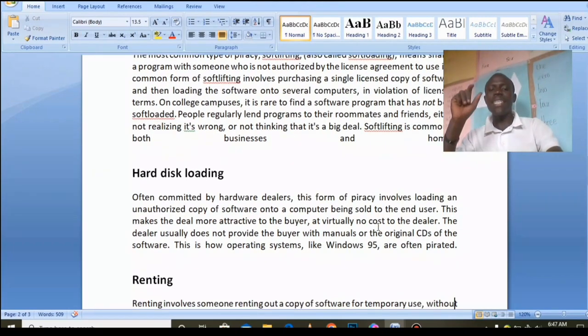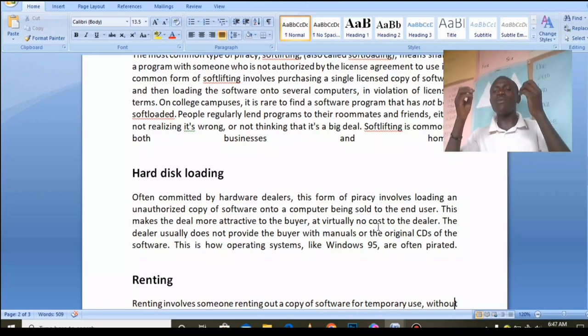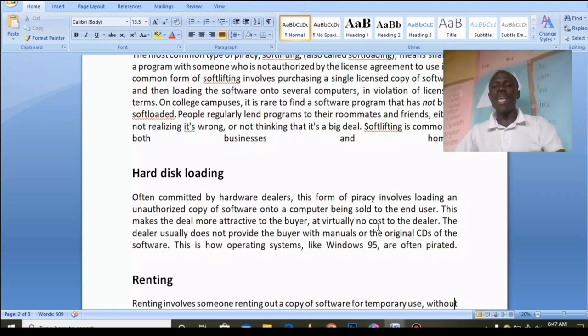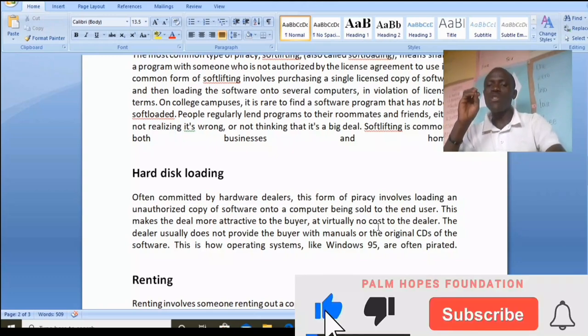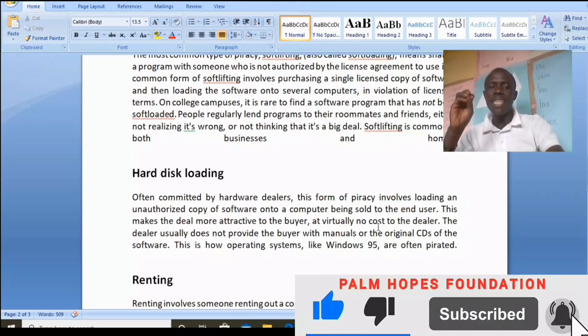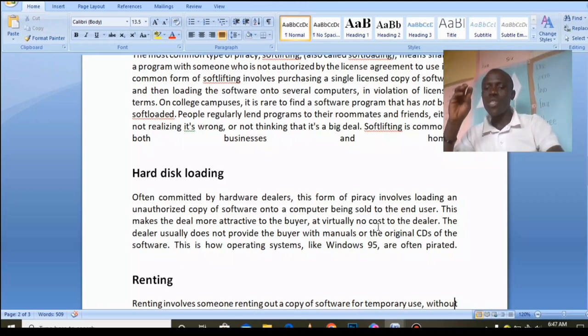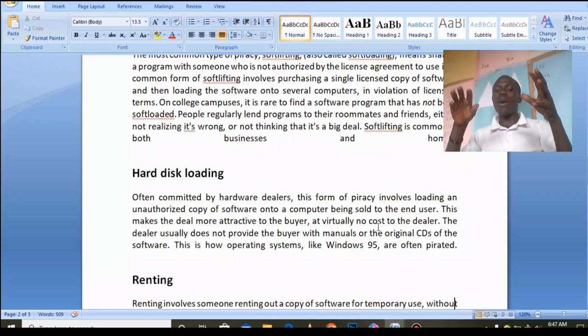We have hard disk loading. Let's see what hard disk loading is according to software piracy. It is often committed by hardware dealers. This form of piracy involves loading an unauthorized copy of software onto a computer being sold to the end user. This makes the deal more attractive to the buyer at virtually no cost to the dealer. The dealer usually does not provide the buyer with manuals or the original CDs of the software. This is how operating systems like Windows 98 are often pirated.